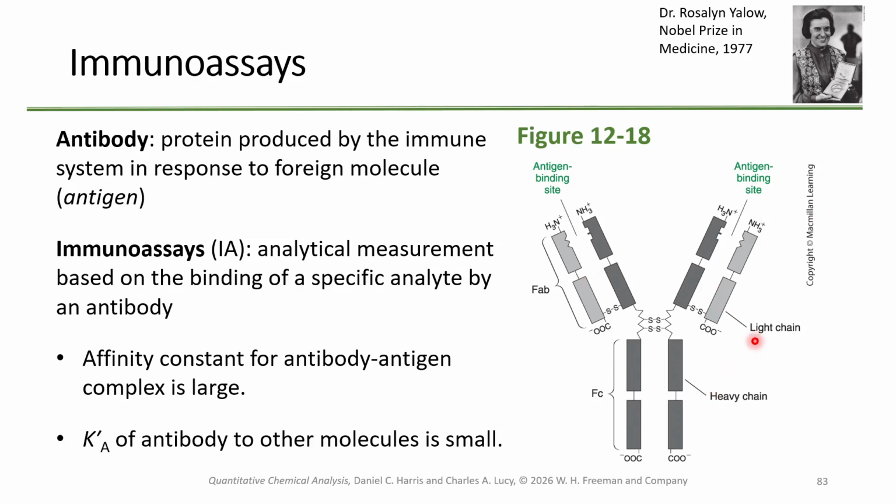Which is pretty crazy stuff. So the affinity constant for an antibody-antigen complex is very large. The Ka prime of the antibody to other molecules is very small. And so what you would see is that these very selectively bind to the target, whereas they bind very little to anything else. They're very, very specific. This is what an antibody looks like, by the way.